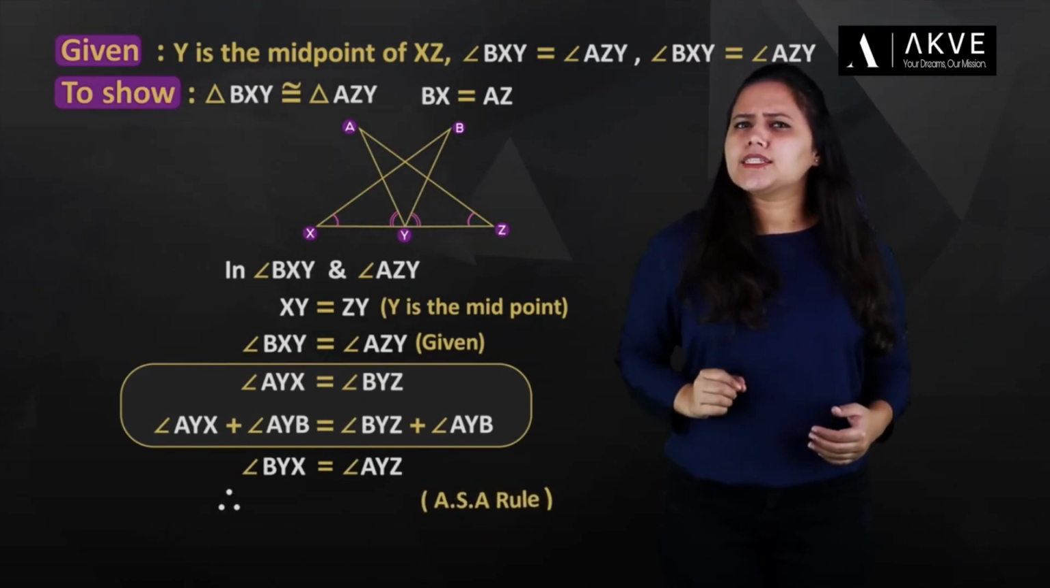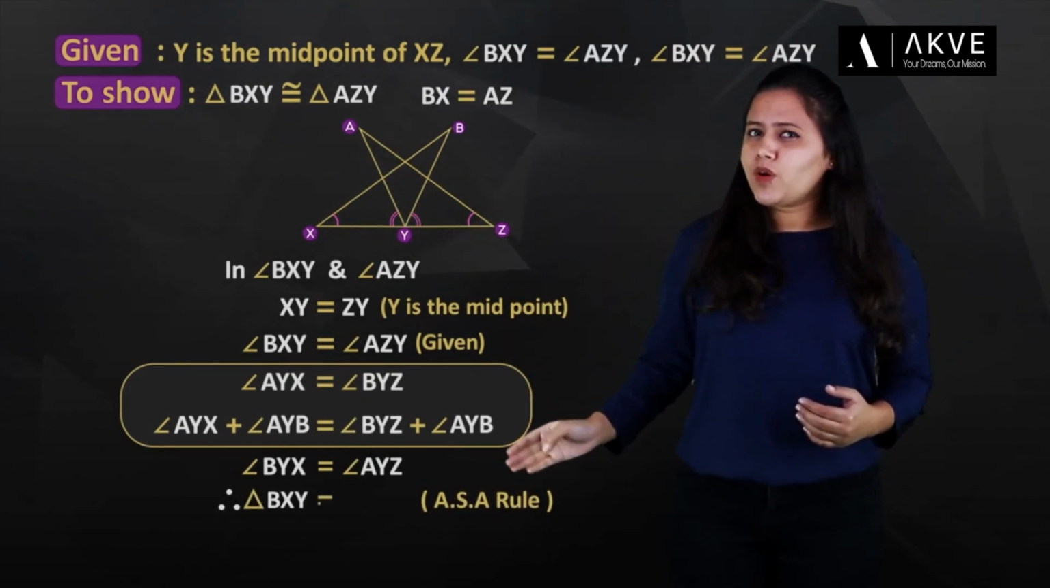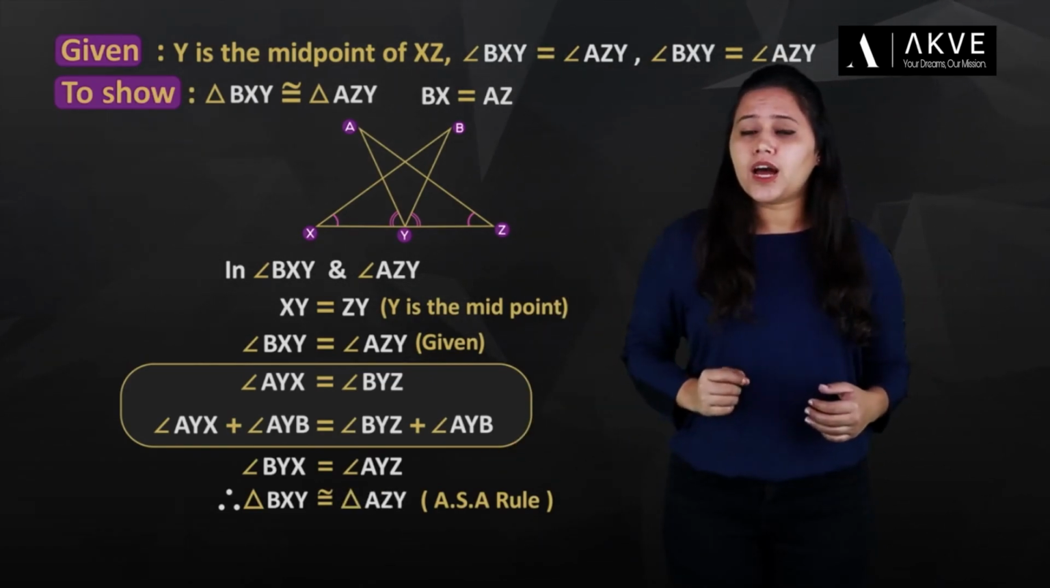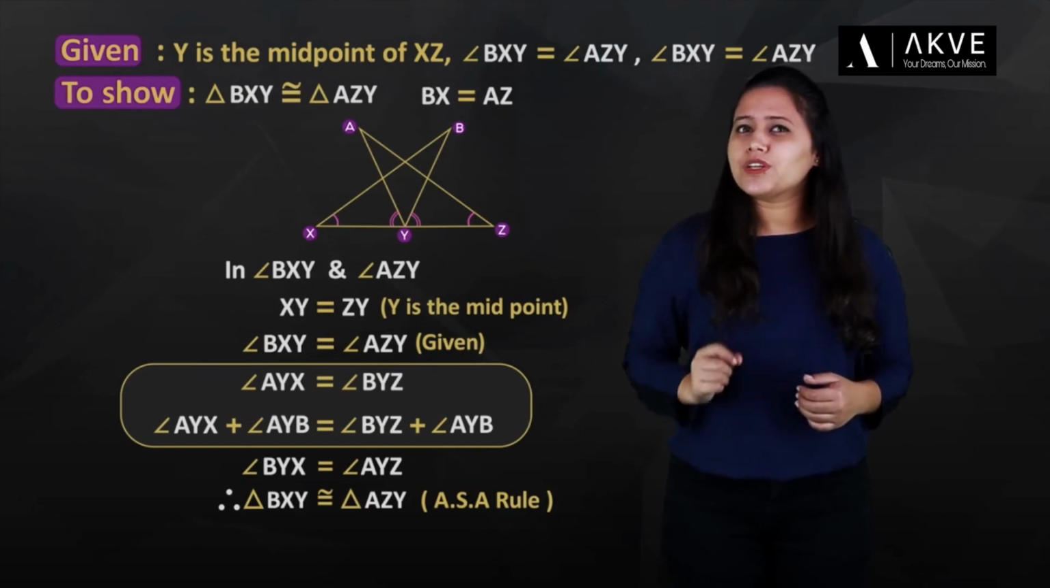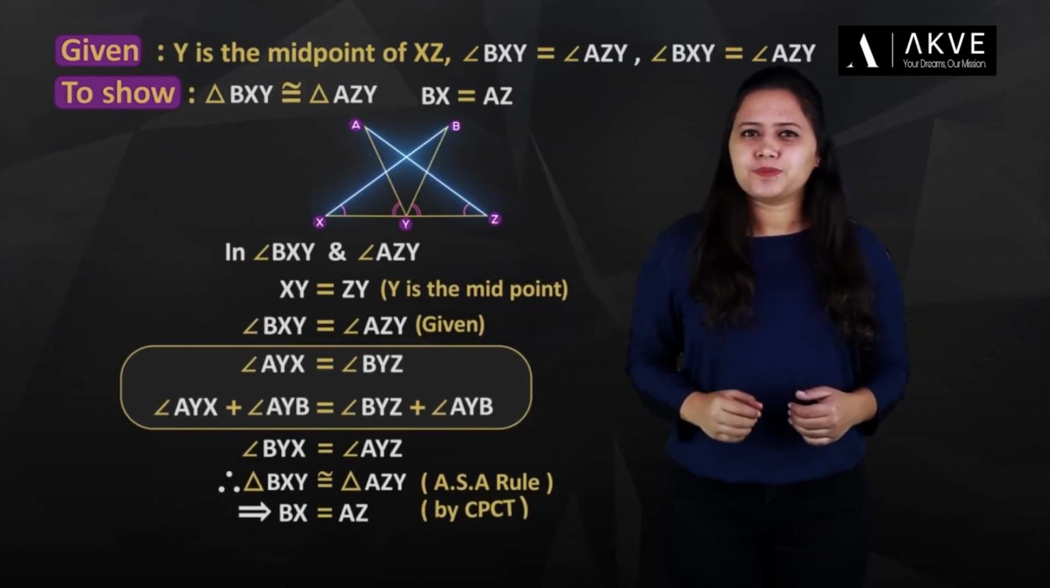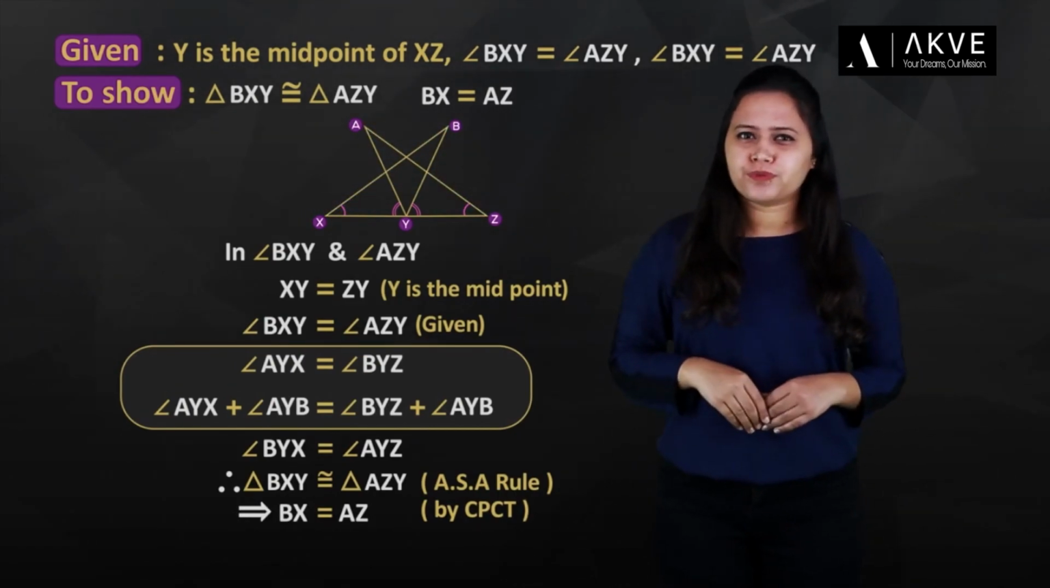Thus, by ASA rule, triangle BXY is congruent to triangle AZY. Now, as we know that the corresponding parts of congruent triangles are equal, BX is equal to AZ. Hence, we are done with the proof.